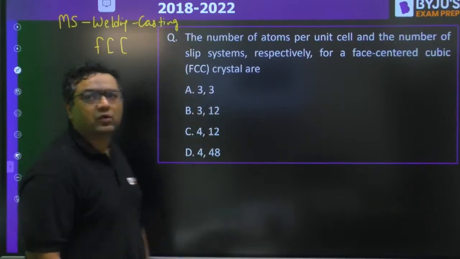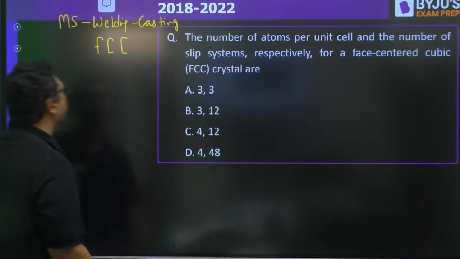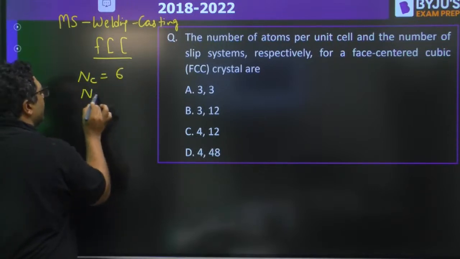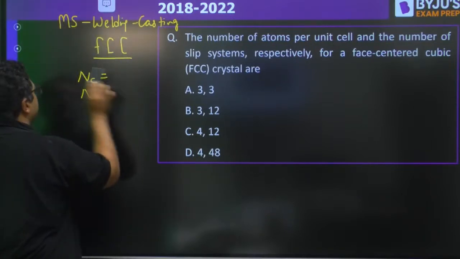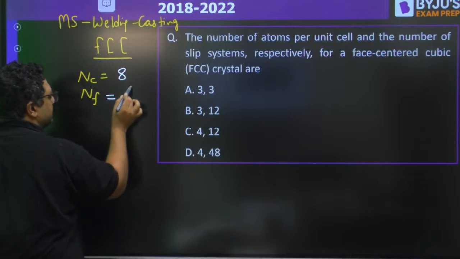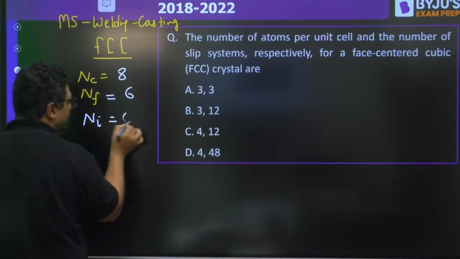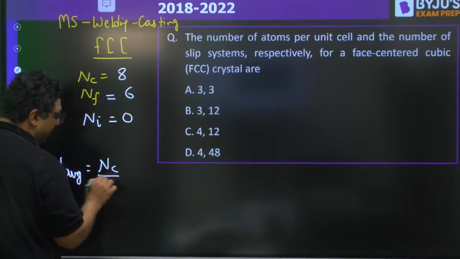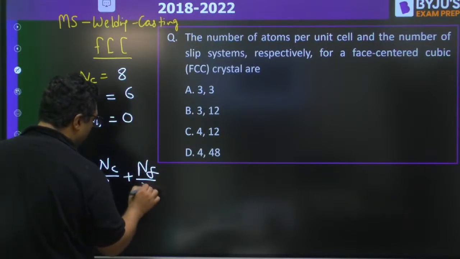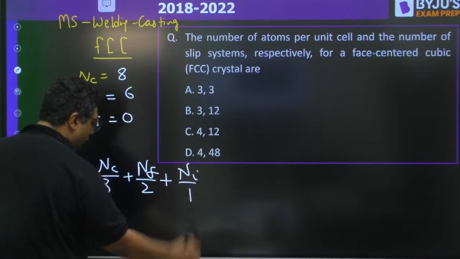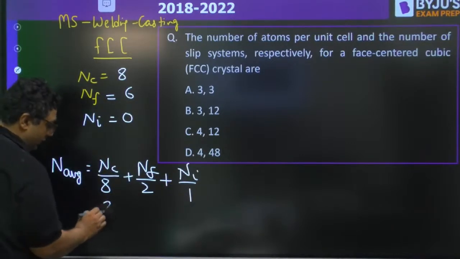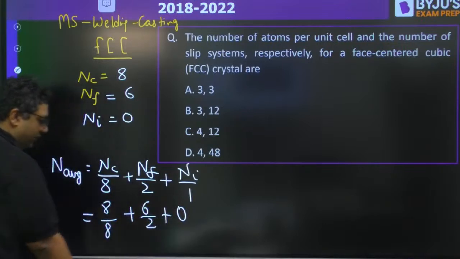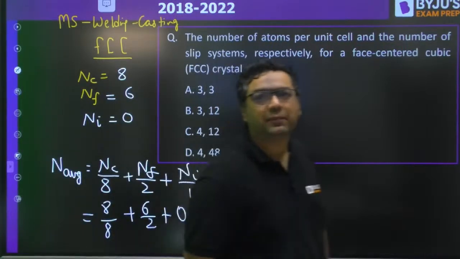When we are talking about the FCC structure, I feel everybody would be aware that we have eight corner atoms, six face centered atoms and zero body centered atoms. If you remember the formula for the average number of atoms, that is corner atoms by 8 plus NF by 2 plus NI by 1. When you apply this formula, 8 corner atoms gives 8 by 8, then 6 face centered atoms gives 6 by 2, plus 0. So what will you get? You will get 4. Okay, some answers are there.